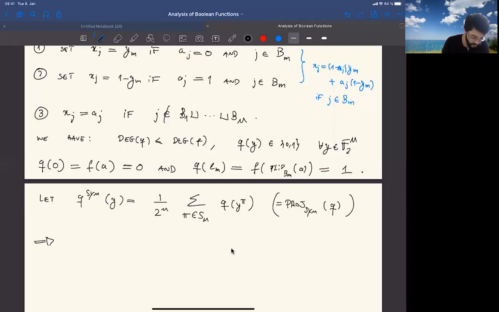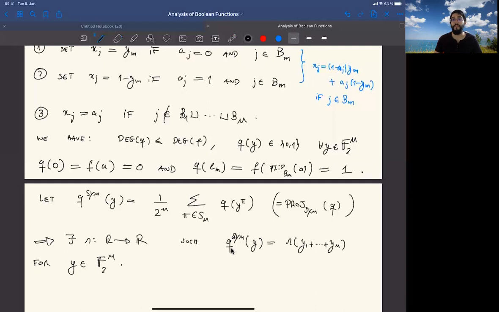And so that implies that there exists some real polynomial r such that Q symmetrized of y equals that real polynomial in the sum of the variables, for every y in the points of the Hamming cube, okay? That's kind of obvious because you only have those values, you can apply some interpolation, Lagrangian interpolation, find this guy.